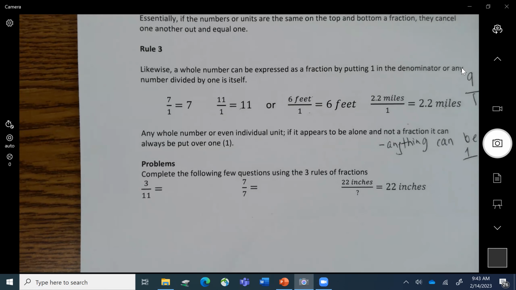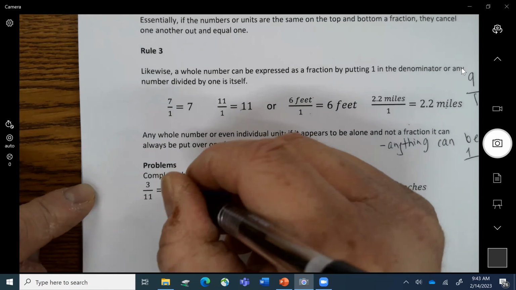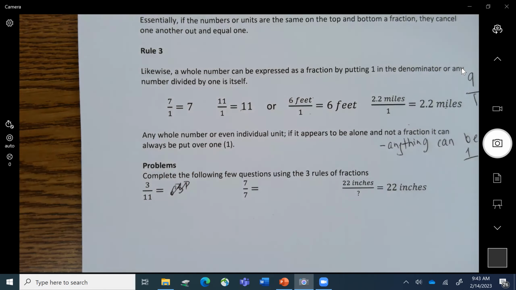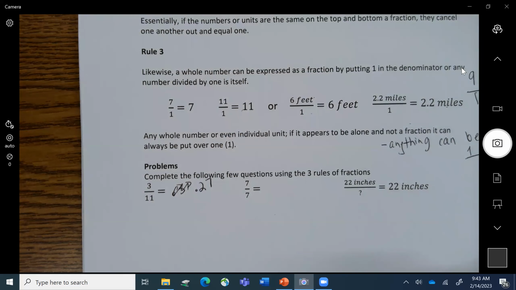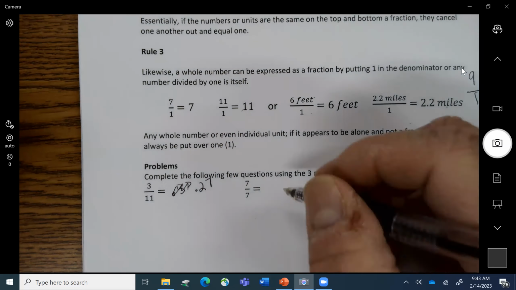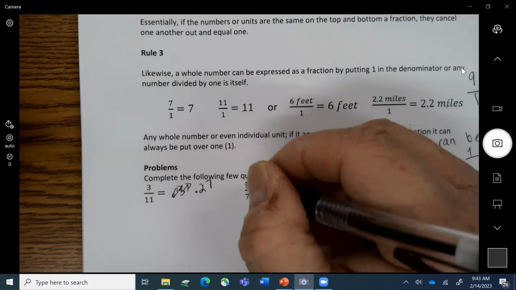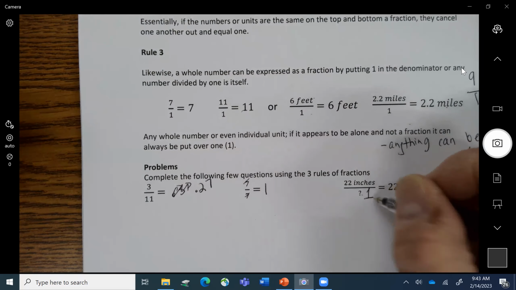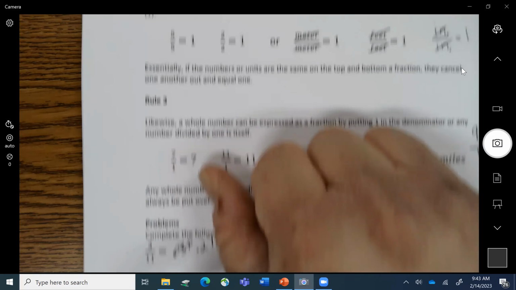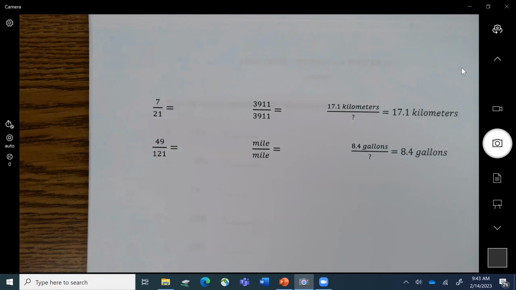All right, everyone done already, I hope, because it is pretty straightforward how to do these. All right, so 3 divided by 11. Well, that is 0.3. No, it's not. Hold on. I take that back. It is 0.27 repeating. 7 divided by 7 is 1, because those cancel and equal 1. 22 inches over a question mark is 22 inches. So this is a 1. You see what I said? These are super easy, right? I only gave you a couple minutes to do these.